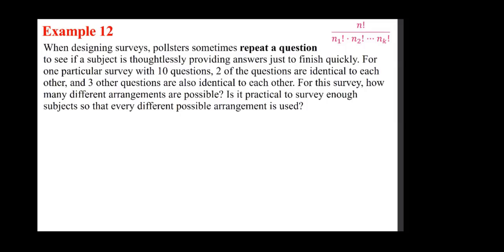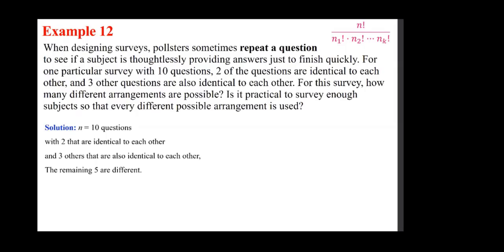So if you have the same question, but different answers from the same person, that means the person didn't bother to read the questions. And so when they check it, they may toss it. Here's the way we look at it. There are 10 questions, 10 objects, whatever you want to call that. 2 are identical in one case, and 3 others are identical in another case. And the remaining 5, there are a total of 10, are simply different.